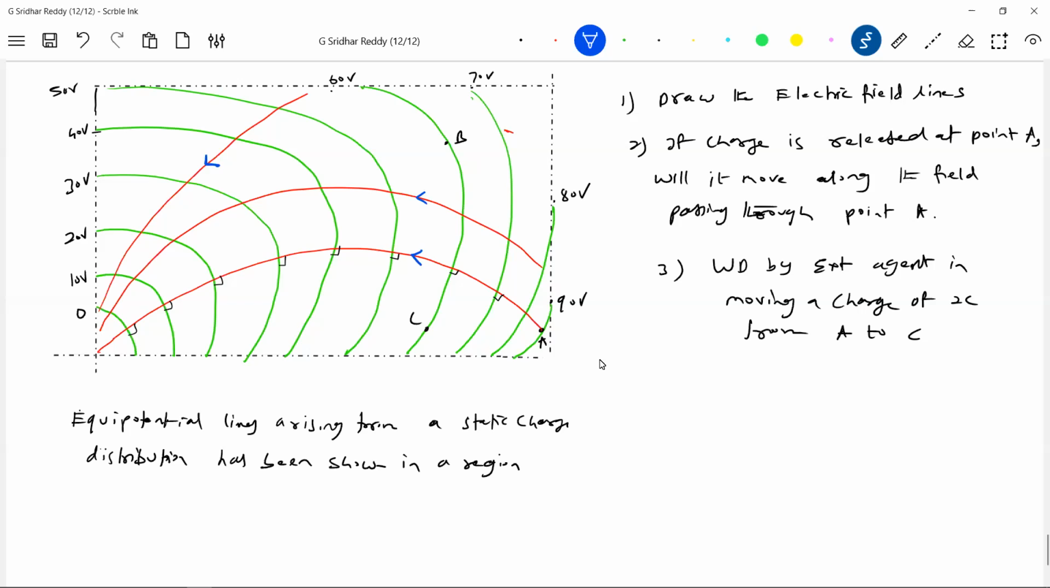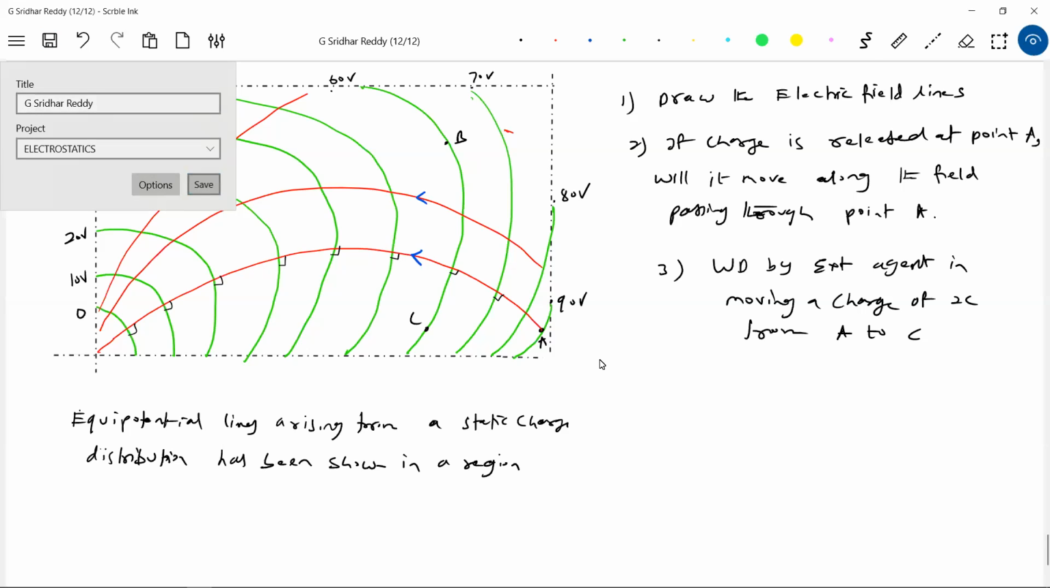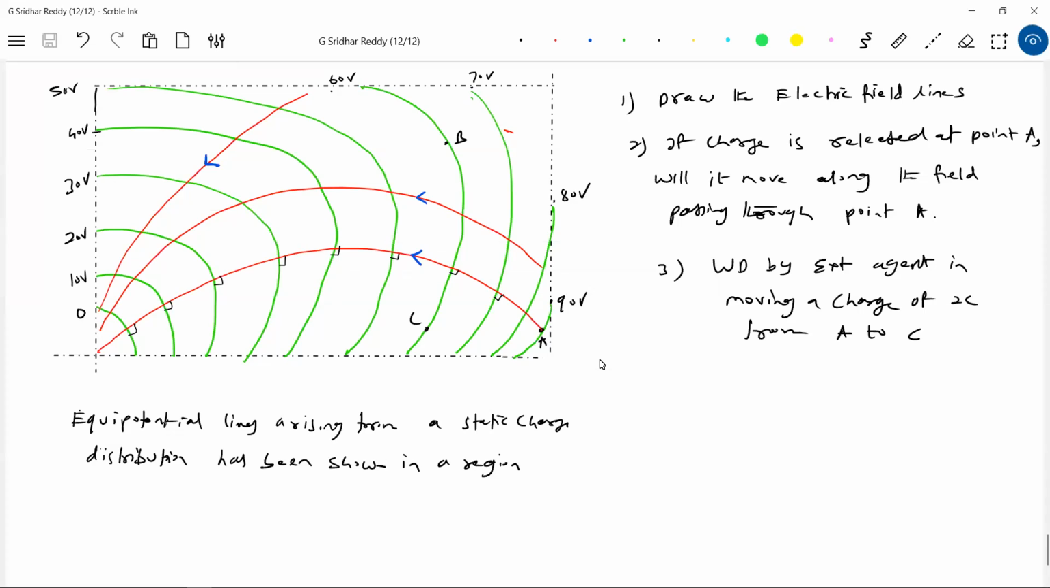If the charge is released at point A, will it move along the field line passing through point A, meaning along the lines of force? I'll release a test charge here. So will it move in this direction? Already we have discussed this concept, no? If a test charge is released at point A, will it move along this red line? Yes or no?